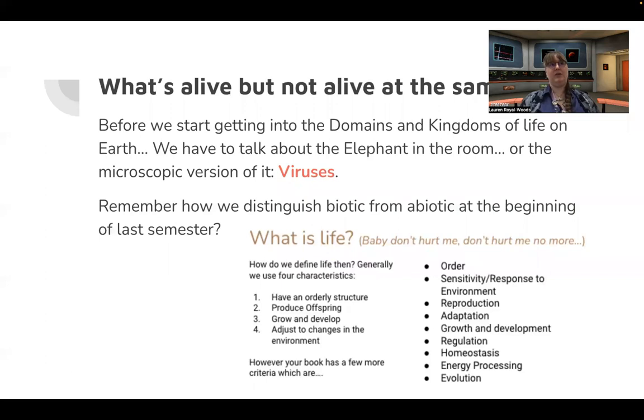So remember, we have to go back over something that hopefully you touched on last semester, and that is, what is life? And we talked about how to distinguish biotic and abiotic things. That's why we have a list of basically the characteristics of living organisms. So this is a trip to the beginning of last semester and the fact that there's four, but some books list way more, like right here. Technically they have to have an orderly structure. You know, we don't have eyeballs in our elbows. We produce offspring, so that way our species can continue on into the future. We grow and develop. We don't stay as babies. We actually turn into large adult versions of ourselves.